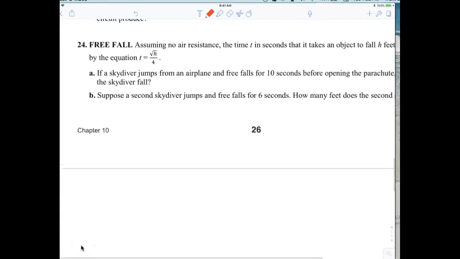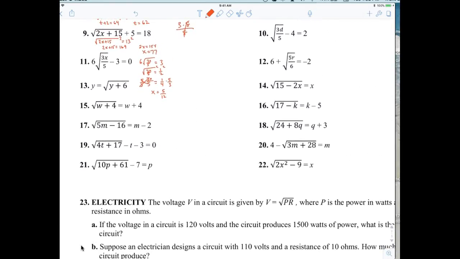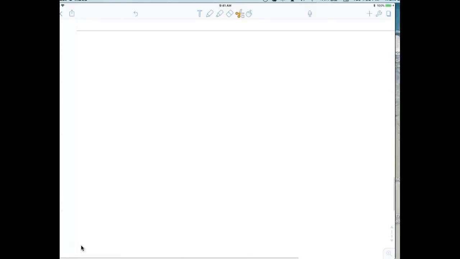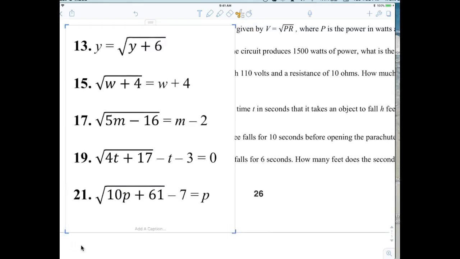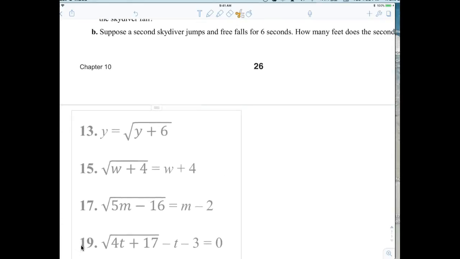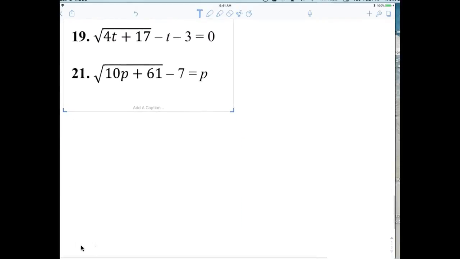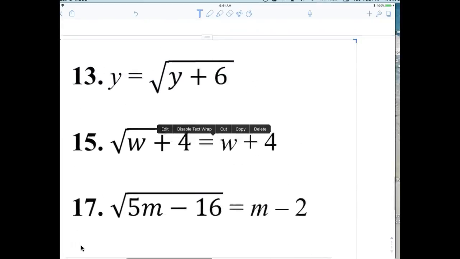Now, what I'm going to do is I'm going to do 13. All right, these are the ones that are important. 13. All right, here we go.